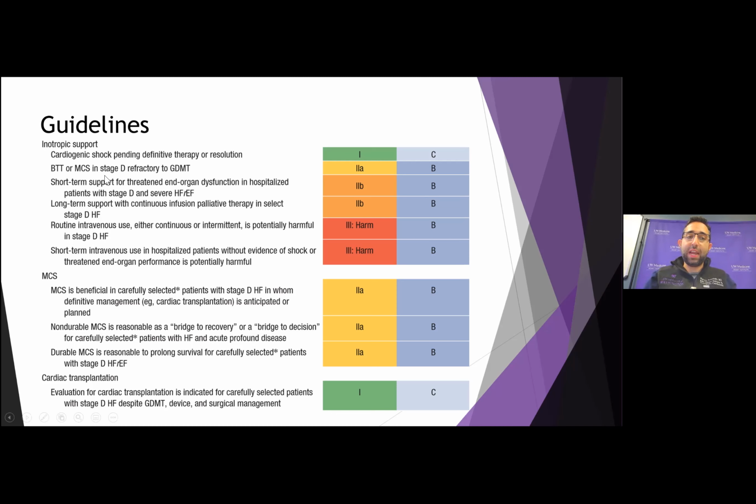Bridge to transplant or MCS in stage D refractory to guideline-determined medical therapy is 2A. Inotropic support in cardiogenic shock pending a definitive therapy or resolution is class 1. And routine IV inotropic use is a class 3, or short-term use without evidence of shock or threat of organ dysfunction. Because we know inotropes don't help people in an immediate setting, and these patients can have worse outcomes, with the 2 very old trials that I mentioned.